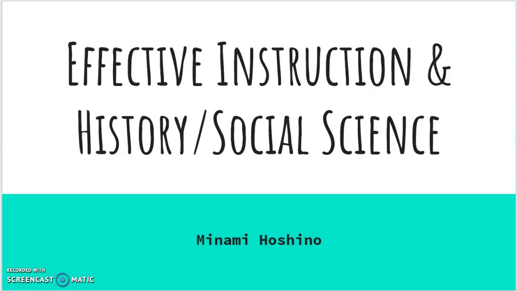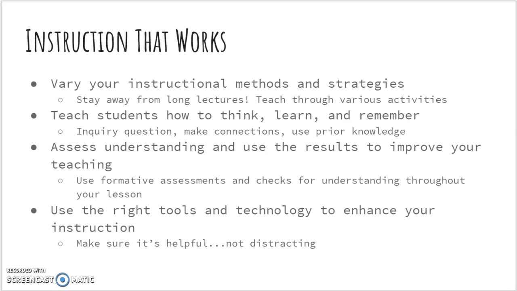Hello, so today we're going to talk about effective instruction and what that looks like in a history social science classroom. Okay, so the first section is called Instruction That Works. One thing is to vary your instructional methods and strategies. You definitely want to stay away from long lectures and teach through various activities.